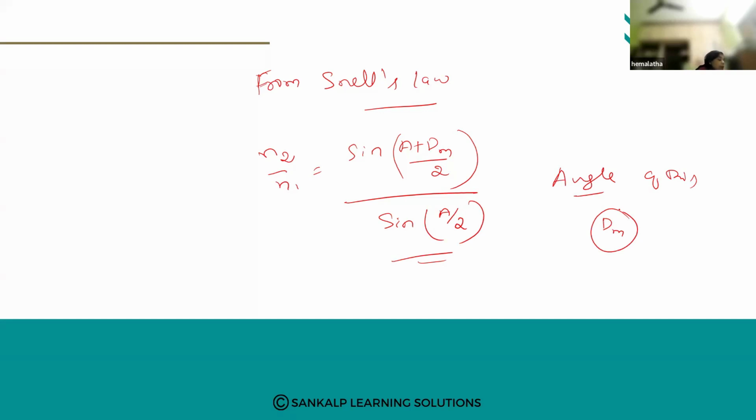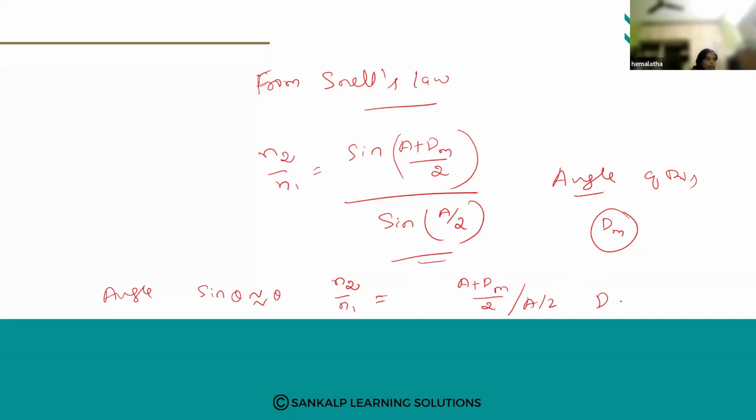Correct or not? But we know that for small values of angle, sine theta is nearly equal to theta. That's correct or not? That is A plus dm. That is mu 1 by mu 2, or n2 by n1, or n also. Okay, that is equal to (A plus dm) divided by 2, divided by A by 2. The 2 gets cancelled. So here dm is equal to the angle of minimum deviation.